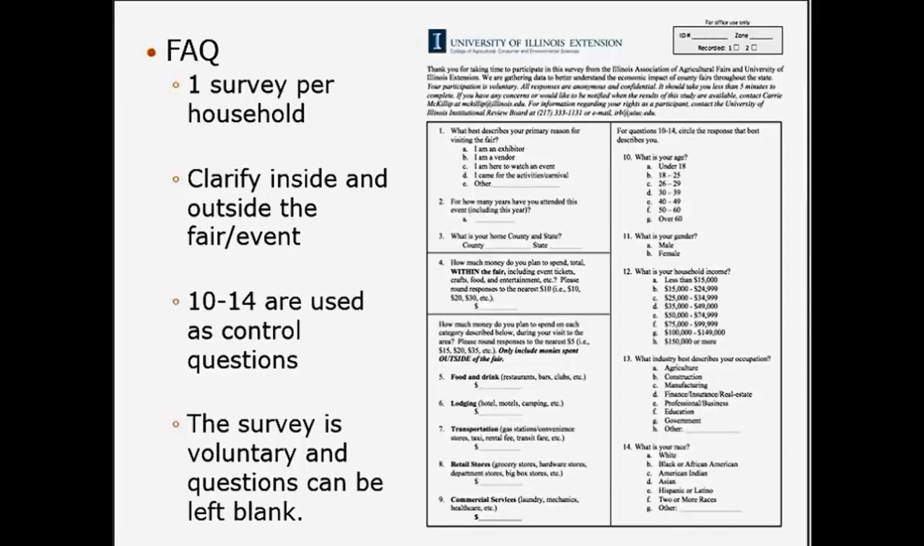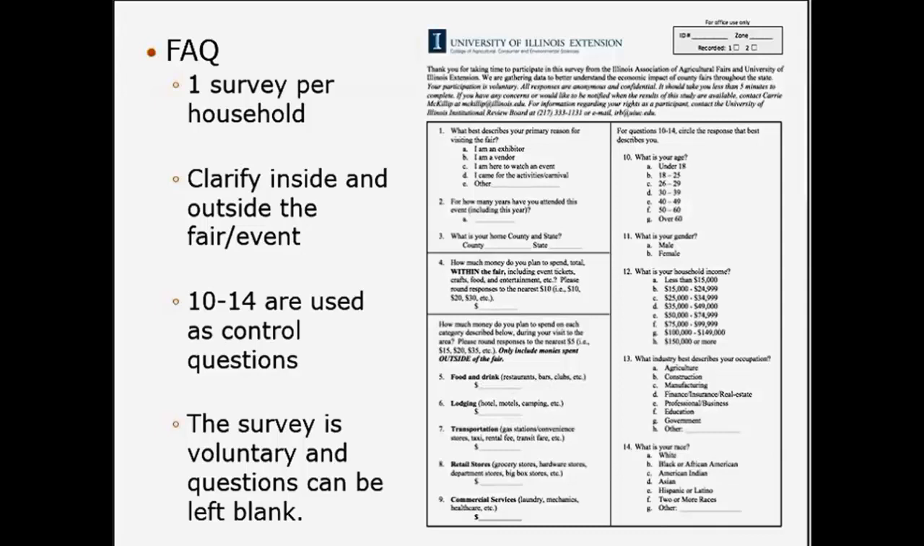And a couple other questions in that first section, we want to know how often they've been to that specific fair, including the year, this year. So if this year was the first year, then they've been there once. If they've been there every year for 5 years, then so on and so forth. And we're also interested in where they're from, just their home county and state.